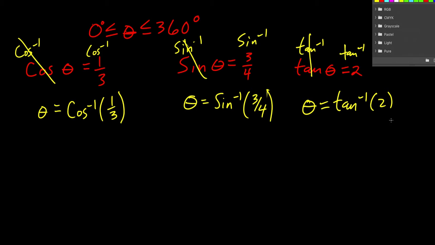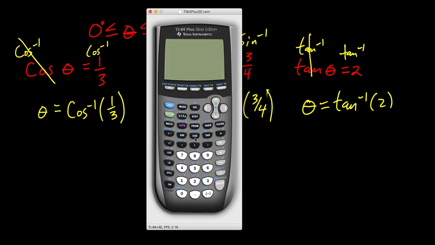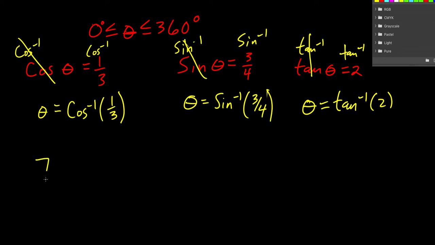Okay, once we have all that set up, we can just use the calculator. And so to get to the inverse, you go second, hit cosine. Notice that there's a little -1, and then we say 1 divided by 3. Okay, and we get 70.5 if we round that to 3 significant figures.